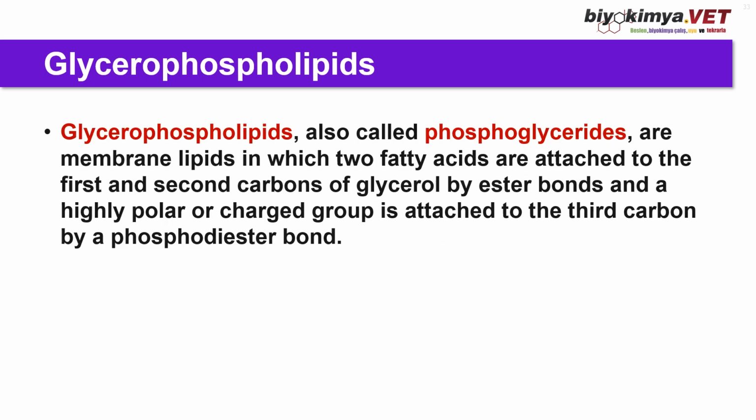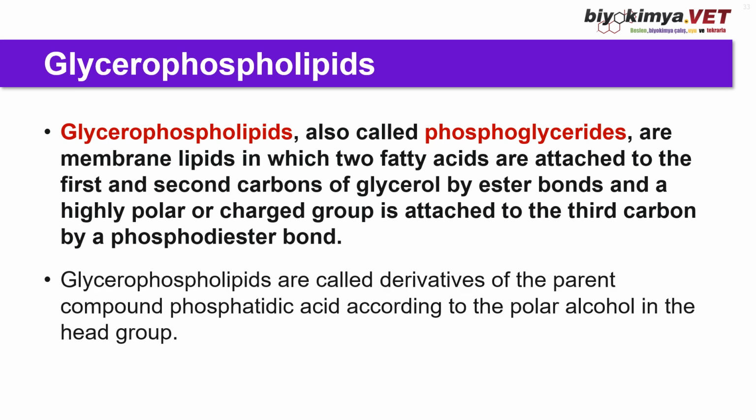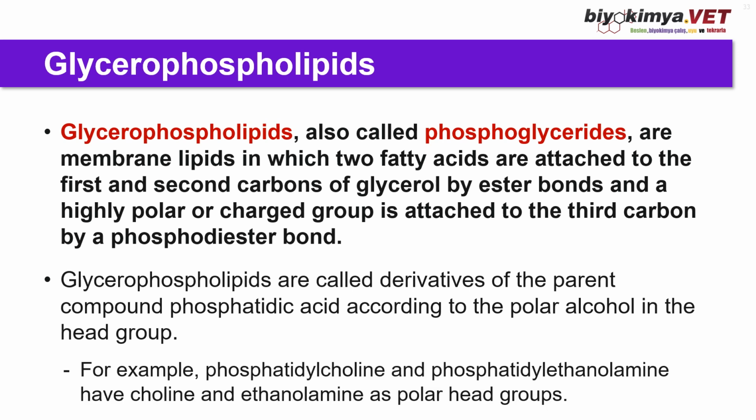Glycerophospholipids, also called phosphoglycerides, are membrane lipids in which two fatty acids are attached to the first and second carbons of glycerol by ester bonds, and a highly polar or charged group is attached to the third carbon by a phosphodiester bond. Glycerophospholipids are called derivatives of the parent compound phosphatidic acid according to the polar alcohol in the head group. For example, phosphatidylcholine and phosphatidylethanolamine have choline and ethanolamine as polar head groups.